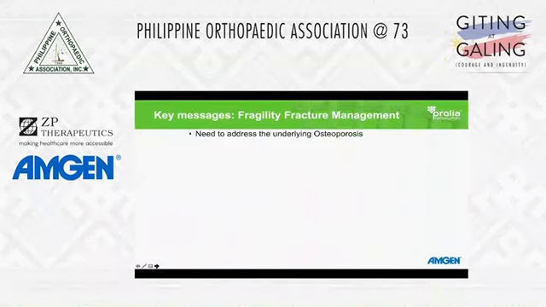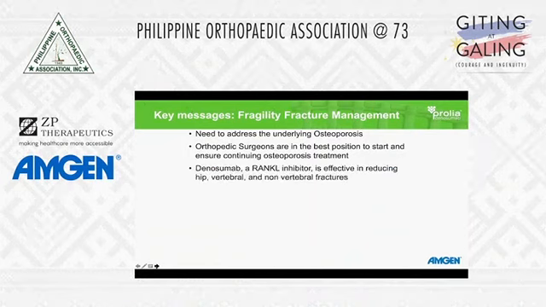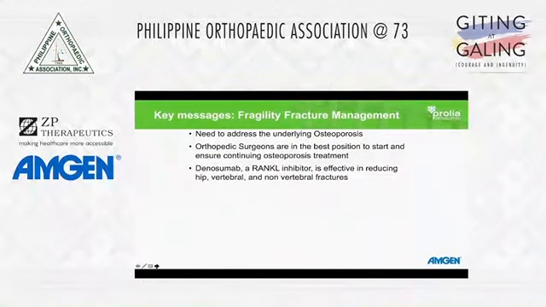There is a need to address the underlying osteoporosis for all of these fractures, and orthopedic surgeons are in the best position to start and ensure continuing osteoporosis treatment. So denosumab, a RANK ligand inhibitor, is effective in reducing hip, vertebral, and non-vertebral fractures.